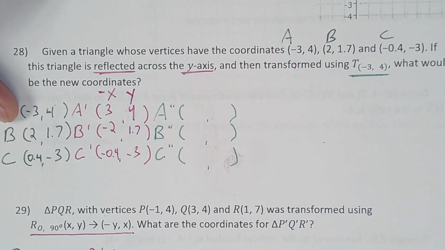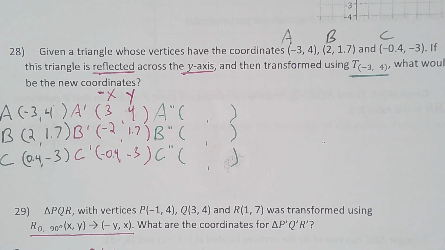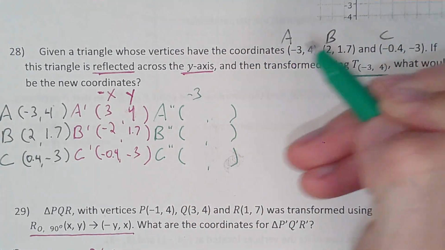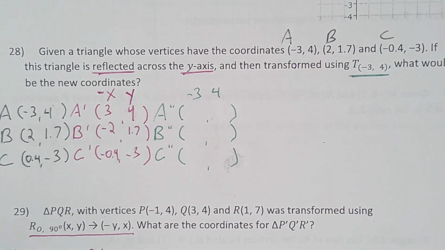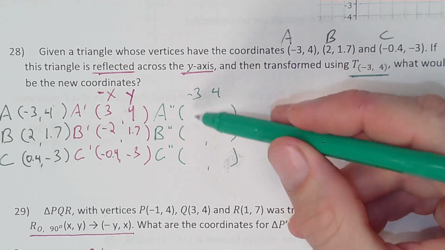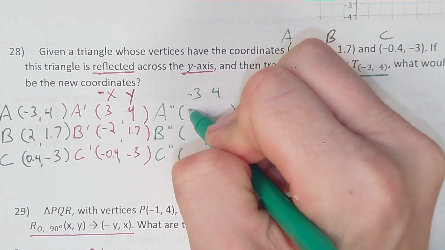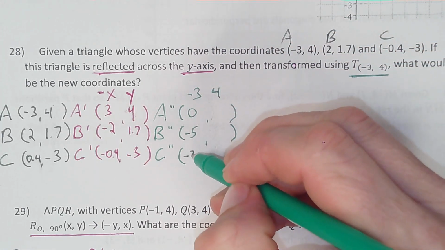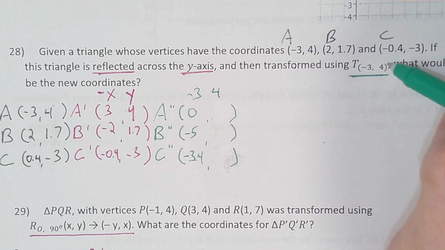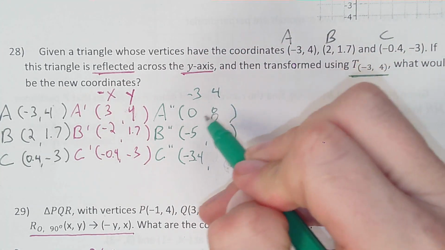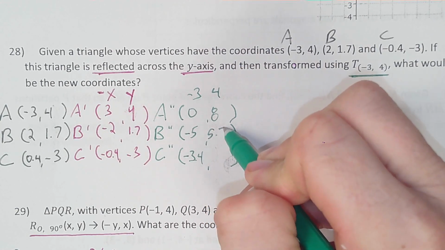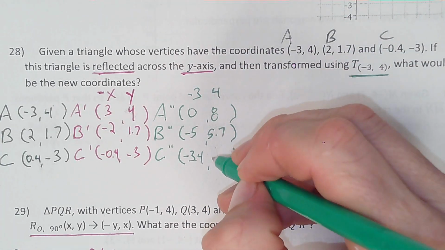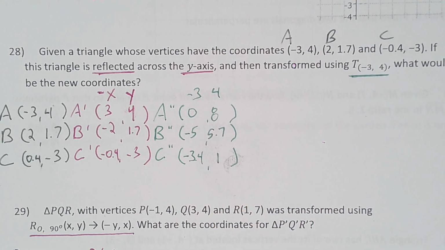Okay? And so going from there, we're going to take the next transformation, which is a translation of, where's my green, negative 3 and plus 4 for the y. All right, so this means our x's we're going to subtract 3 from. So this will become 0, negative 5, and this will become negative 3.4. And then for these, add 4 to it, so this will become 8, 5.7, and then this will become positive 1. Okay, so that is how you do that one.